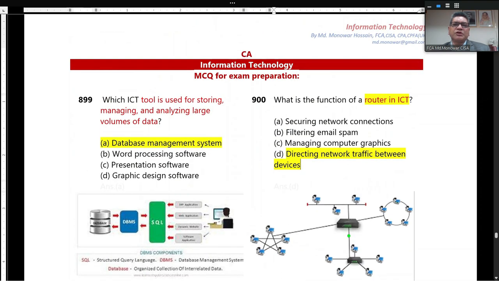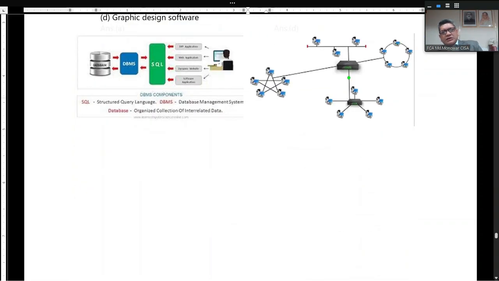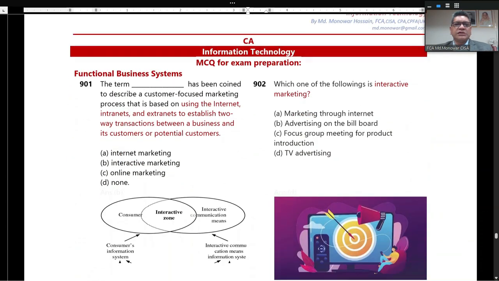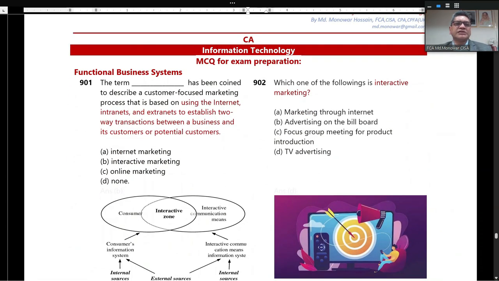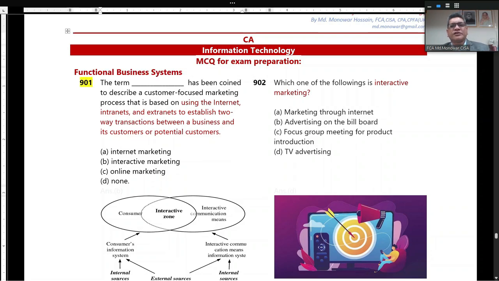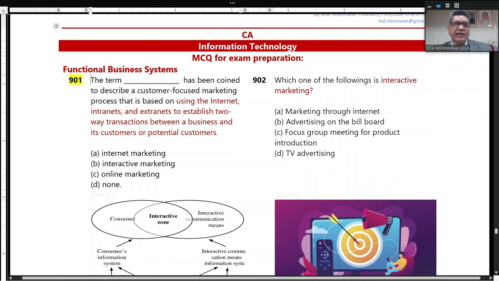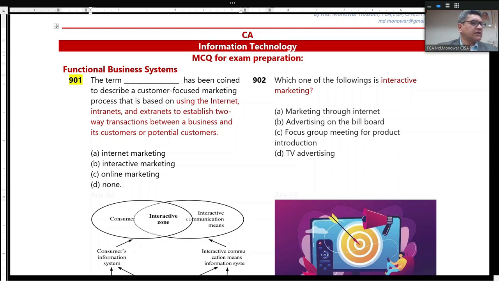So this we have completed 900 numbers of MCQ. So now we are going for from 901 to 950 numbers of MCQ from the ICT information technology of CS certificate level. It will help us for taking our preparation for next exam.